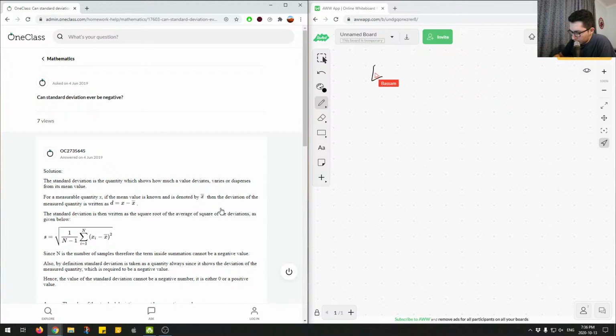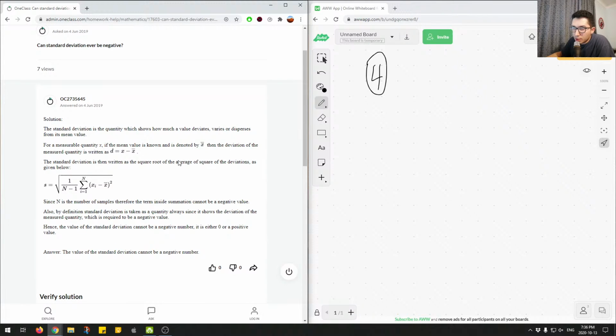This is question number 4. So here we're asked, can standard deviation ever be negative? So let's go through what the junior tutor answered, and we'll figure out whether or not standard deviation can be negative and how we can go about getting the correct answer.